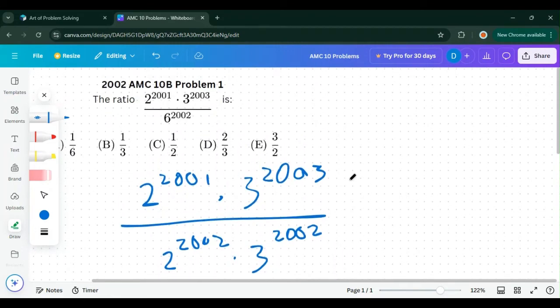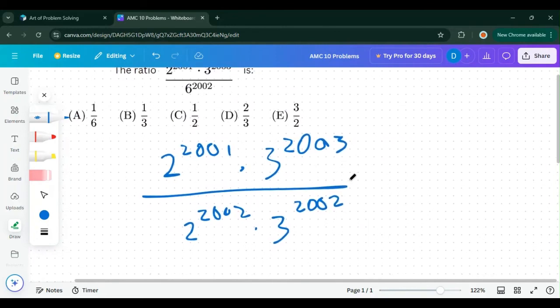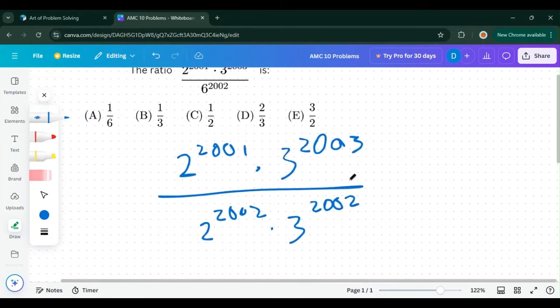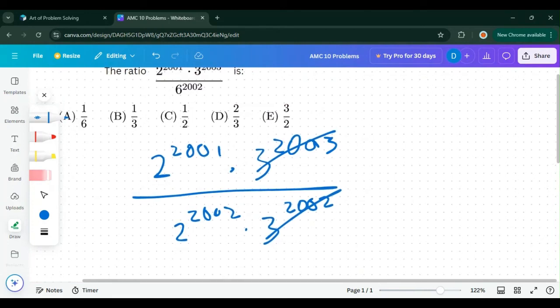Okay, so to answer the question, since we already know how this equation works, we can simplify. We can simplify 3 to the power of 2003 and 3 to the power of 2002. We just cross it out, and we have 3 to the power of 1 left in the numerator.